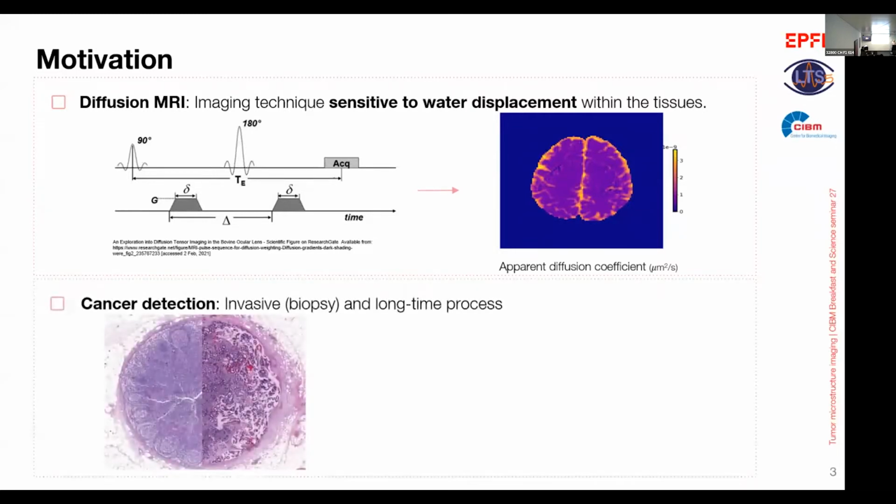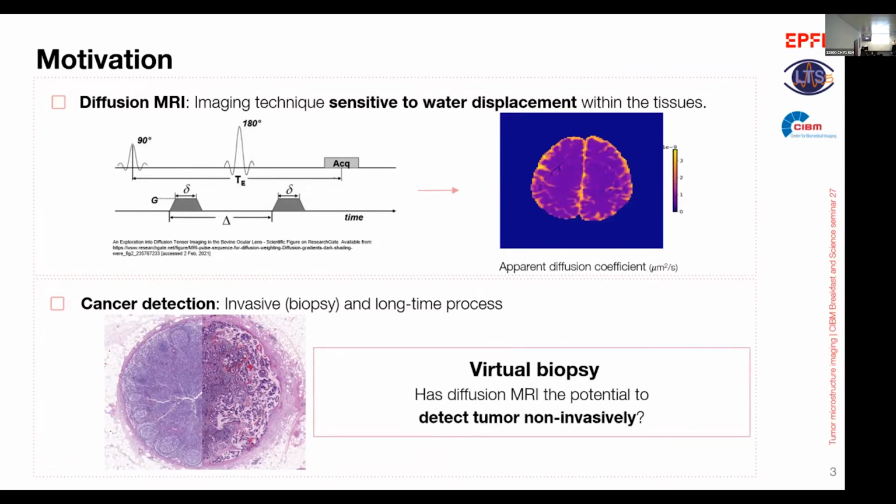Second part of the motivation is really cancer detection. So it's the application that we target in this project. At the moment, cancer is detected by a biopsy, which is an invasive process where the doctor takes a sample of the tumor in the patient, and then the sample is analyzed in a lab. The idea of our project is, is it possible to do a virtual biopsy, which means is it possible to use diffusion MRI to detect the tumor without the need of taking a sample in the patient, which is non-invasive and very fast.